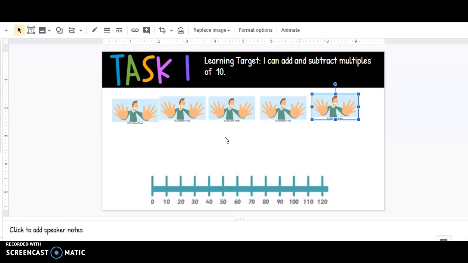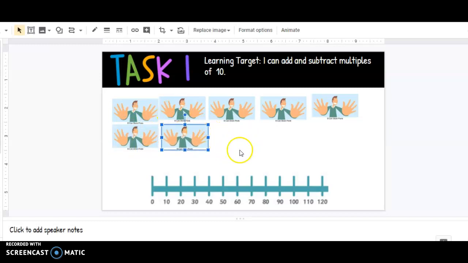So what would happen if I asked 2 more students to join the group? Go ahead and try to picture that in your head. If Miss Ward adds 2 more students to this group of 5, how many fingers would that be? And what would be an equation to represent what just happened? All right, I am going to add 2 more people to this group. So let's write an equation to show what just happened.